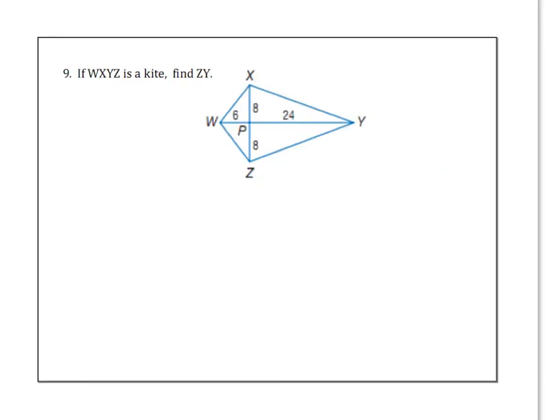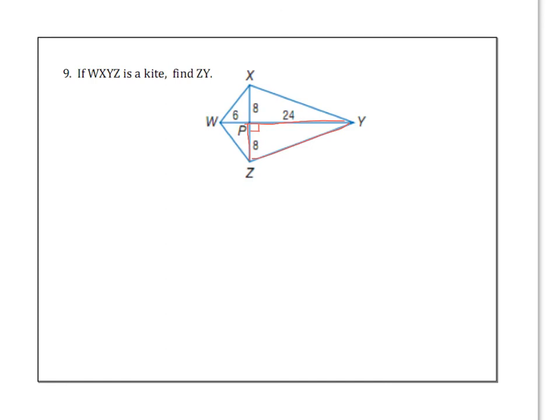Okay, here's one more of those Pythagorean theorem types. If WXYZ is a kite, find ZY. Well, remember, if it's a kite, it's going to have diagonals that are perpendicular. So use this triangle right over here and set up the Pythagorean theorem.